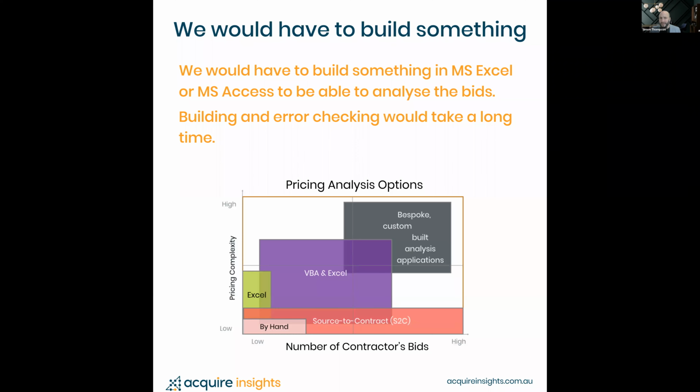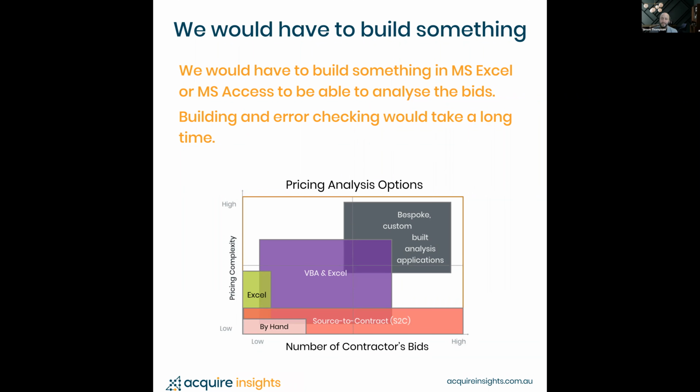So part of the reason why we went with this software tool, aside from we built it, was that if we didn't go with that, we would have had to probably build something ourselves. So this little chart here sort of tries to explain what the different options are when doing tender analysis, especially looking at the commercial side of things. On the x-axis, the number of contractor bids, from low to high, and then on the y-axis, pricing complexity.